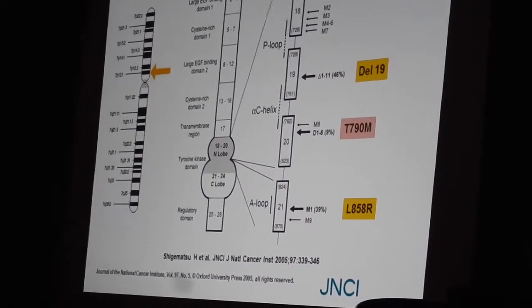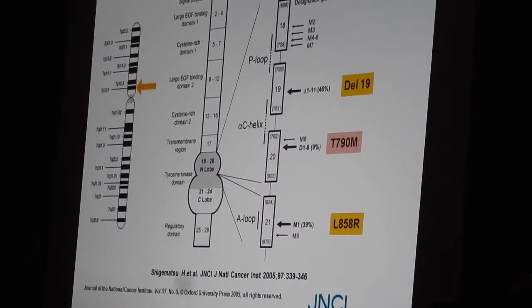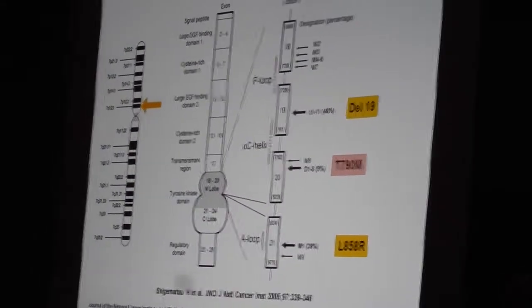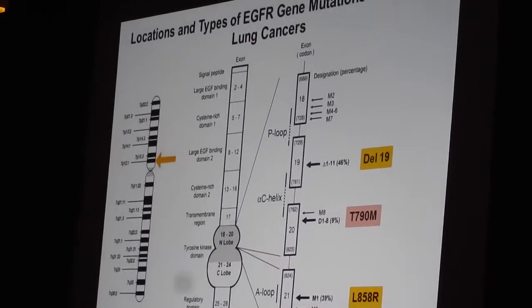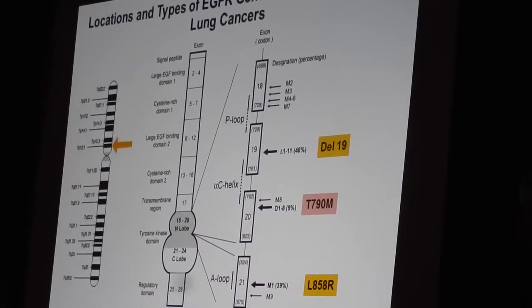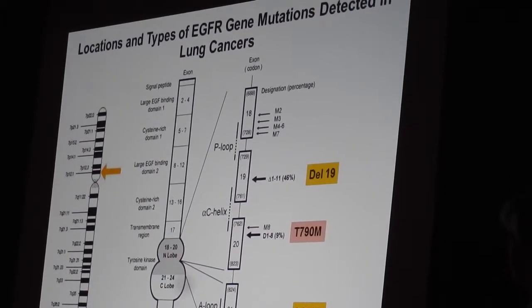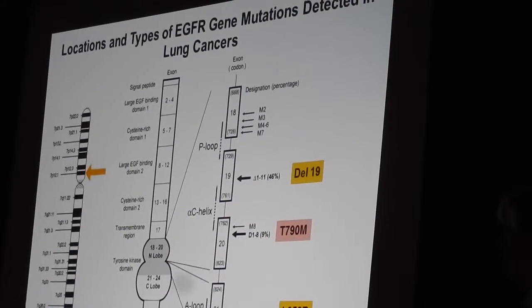And within the kinase domain, there are 4 exons: 18, 19, 20, and 21. The vast majority of the mutations in EGFR are either in-frame deletions in exon 19, or a single nucleotide change in exon 21. Those 2 types of mutations predict sensitivity to erlotinib. About 3% of the cases have a mutation in exon 18, and these are also positive for erlotinib.